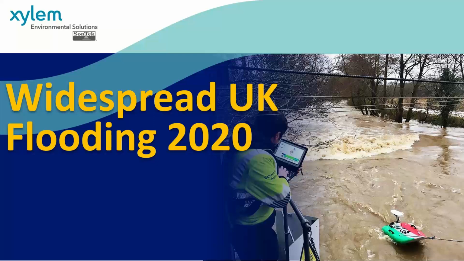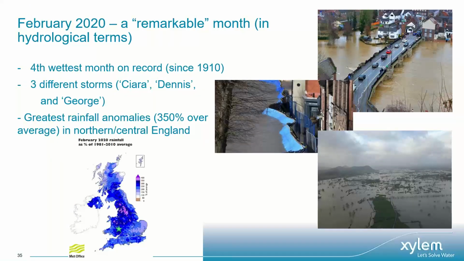All right. So this is our final case study, and I just want to give a shout out to Rob Davies, who provided these photos and the data here. In February of 2020, this event was considered a remarkable month in hydrological terms. This is actually the fourth wettest month on record since 1910, and it was a result of 3 different storms in the region. Below on the bottom left, you see a map of rainfall anomalies over the UK region in February of 2020.